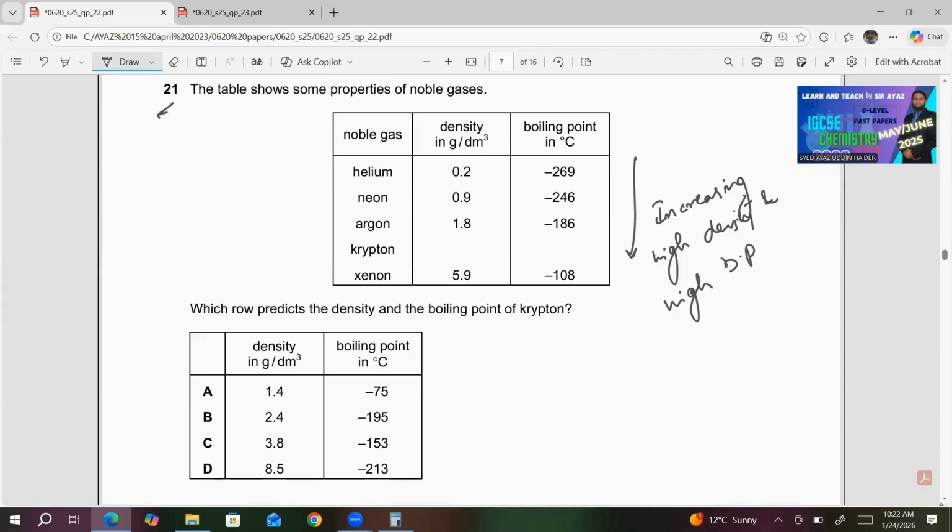So if you look at the choices for boiling point, you can have B, C, D as the correct response. A is incorrect. So what about the boiling point? It must be higher than this one. So you have minus 195, minus 153, minus 213. C must be the right answer in this case, because minus 153 is higher than minus 186. So C is the right response. All the other choices are incorrect.